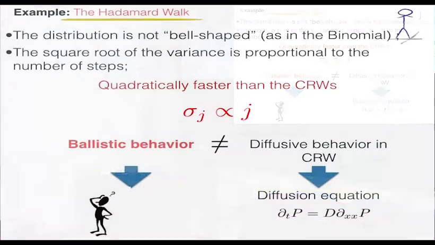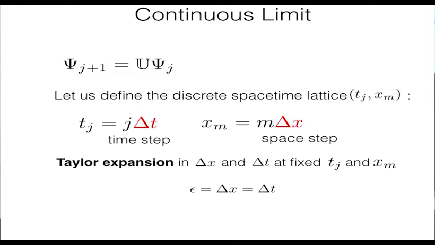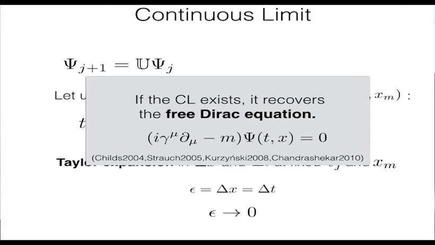So what happens if we take the continuum limit of the finite difference equation of a classical random walk? We well know we obtain a diffusion equation. But what happens in the case of the quantum walk? We expect a ballistic transport. In fact, if we define, as in the case of the classical random walk, a time step and a space step, delta t and delta x, and we assume that they are of the same order, epsilon, then after a Taylor expansion of the finite difference equation and sending epsilon to zero, we can recover, it's a theorem, a massive Dirac equation.